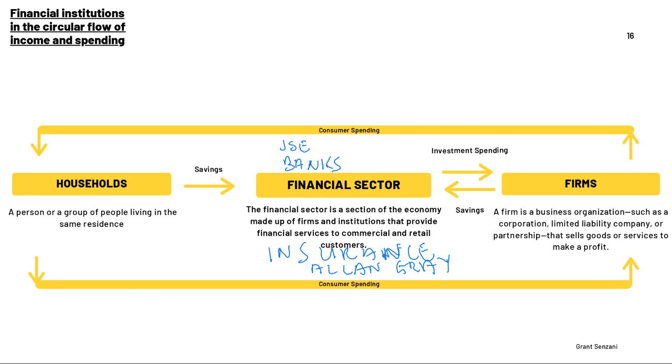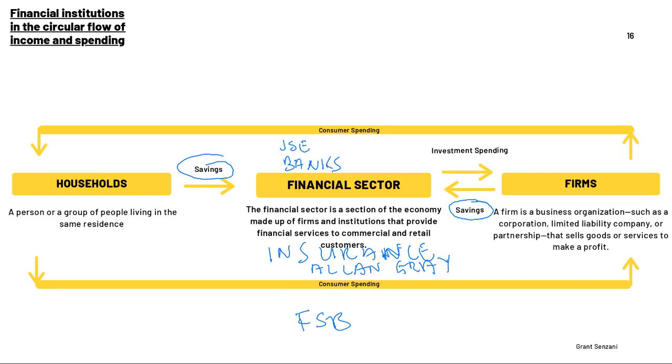So in this case, when we talk about the financial sector, we're talking about the section of the economy made of firms and institutions that provide financial services to commercial and retail customers. They have to have a license for this, and that license is issued by none other than the FSB. So what households do is that they will save with the financial sector for good returns and so forth, and firms will also save as well.